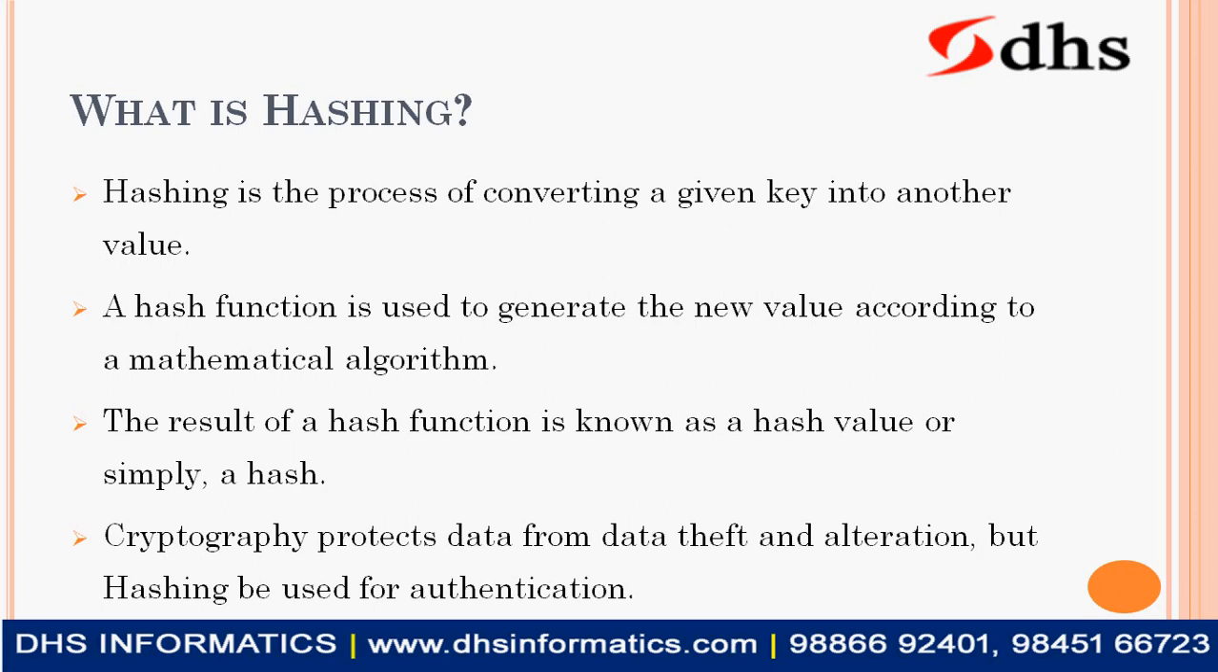Cryptography protects the data from data theft and alteration, but hashing is used for authentication. For example, I upload a file into cloud storage by encrypting it, and then I download and decrypt it. How can I know whether I am getting the same file or somebody changed the content? Nowadays hackers can easily decrypt our file and change the content. How to verify this? Before uploading the file, we create one hash code and keep it in a database. While downloading, we decrypt the file, take the hash code, and compare both. If both are the same, we can say it is unaltered. Otherwise, it is changed.